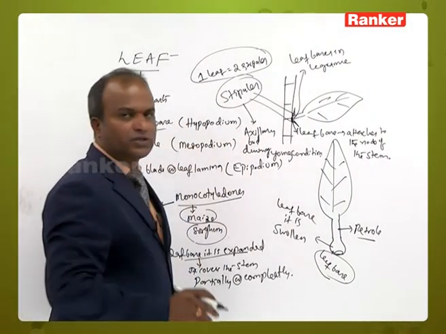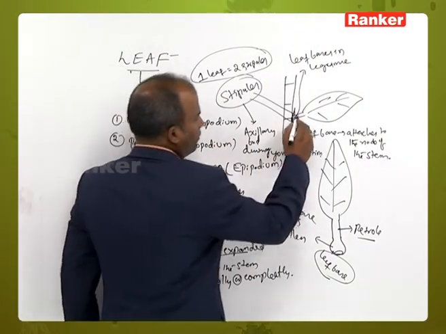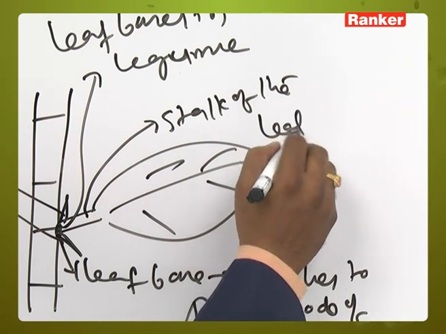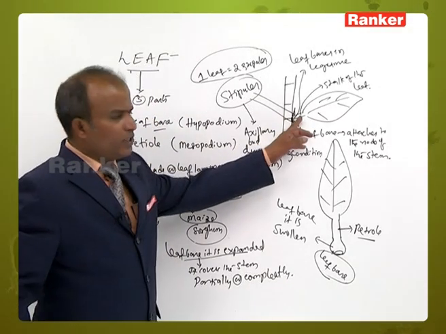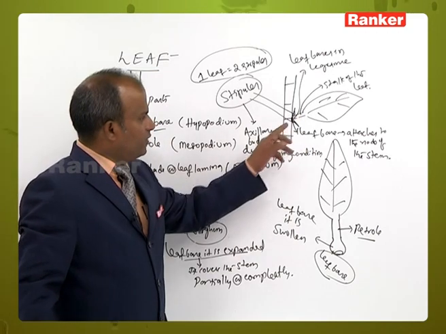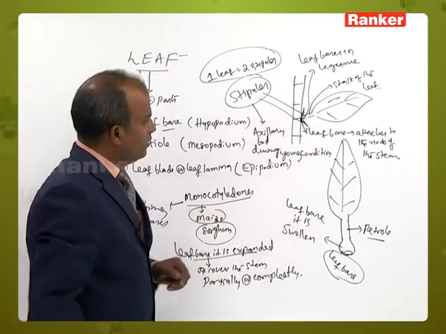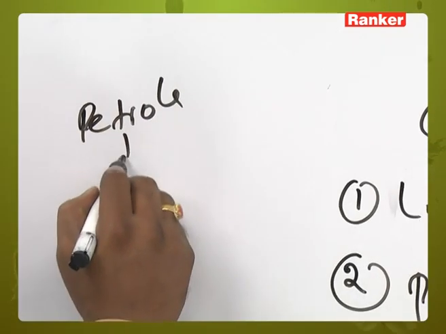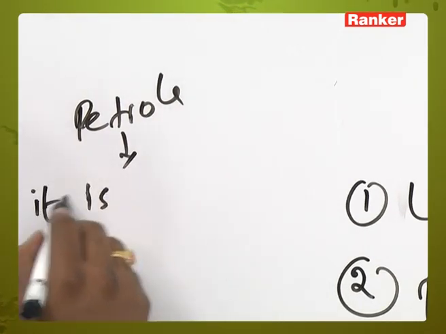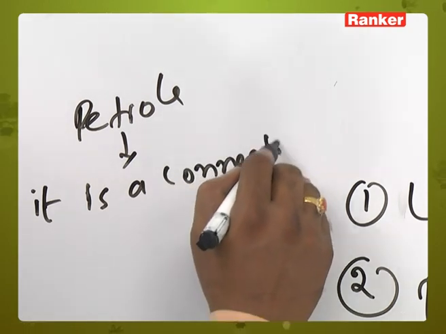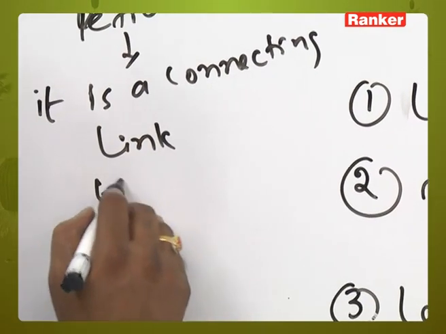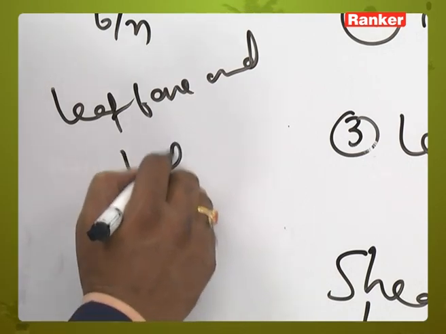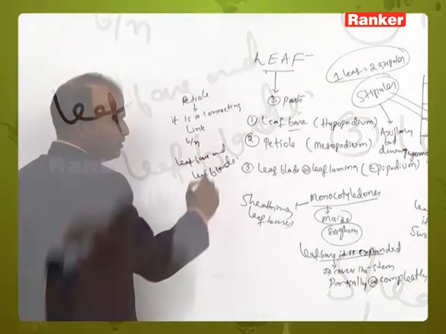Petiole. That means the stalk of the leaf is called a petiole. It acts as a mediating character, a connecting link between the leaf base and the leaf blade.